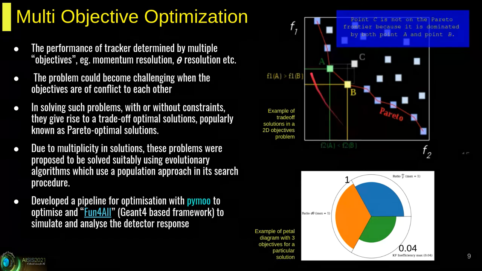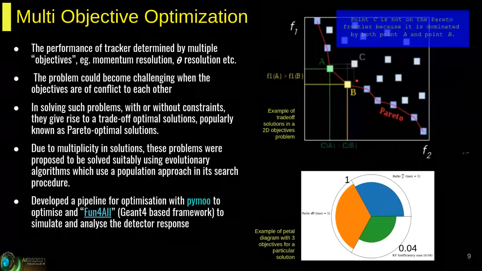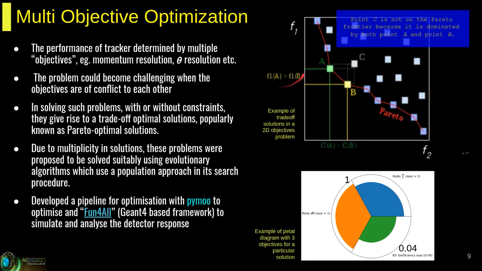Then A performs better in the objective f2 compared to B, but on the other hand, B performs better than A in the objective f1. Therefore, these solutions are equally optimal compared to a solution, say for example C, which performs poorer than both A and B in both objectives. Therefore, solving multi-objectives means converging on a set of Pareto optimal solutions where all the solutions are equally optimal.